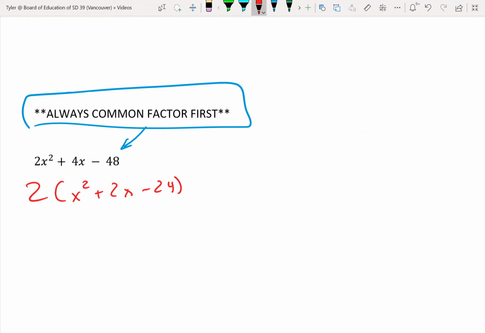So now that we have our factored version, we're going to just look at this trinomial and ignore the 2. For the rest of the question, the 2 is just going to be sitting there on the side. Okay? So we don't need the third line. Now we can look at this, the -24, and we got to say, okay, what multiplies to make -24?